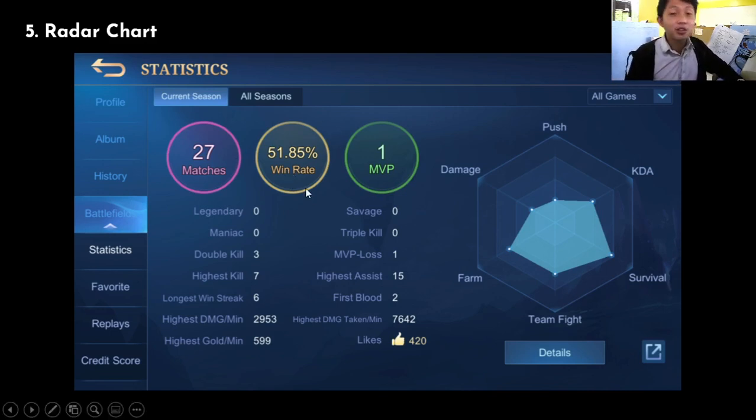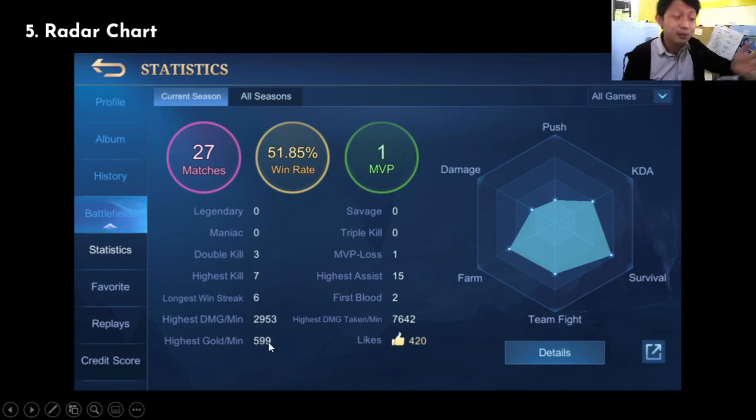So, yeah. So, yun ibig sabihin. So, isang beses ka lang ng MVP. So, meron akong 0 legendary, 0 maniac, meron akong 3 double kill, at meron akong 7 kills. 7 high steal, so ito yung pinakamataas kong pinatay ko, 7. So, longest win streak ko is 6. So, ibig sabihin nanalo ako consecutively for 6 times. Then, the highest damage ko is 2,958.